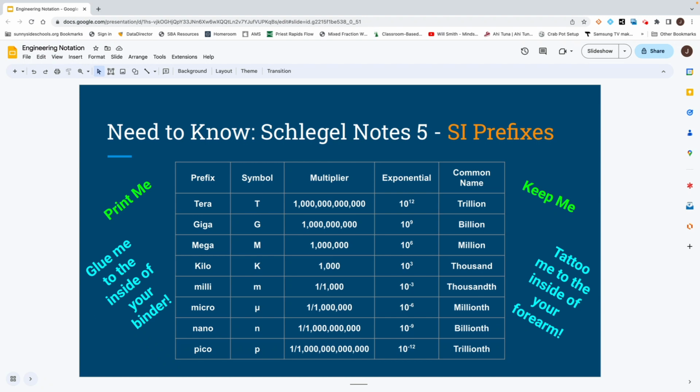We have 5 different ways of representing these numbers, which sounds crazy, but we are going to be focusing today on the SI prefix and the engineering notation way of doing this. And you can see I've got some callouts here: print me, keep me, glue me to the inside of your binder. And if you really feel passionate about this, you can go ahead and tattoo this to the inside of your forearm. It's going to be that useful to you.